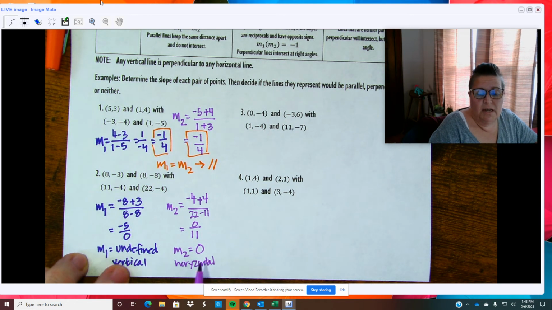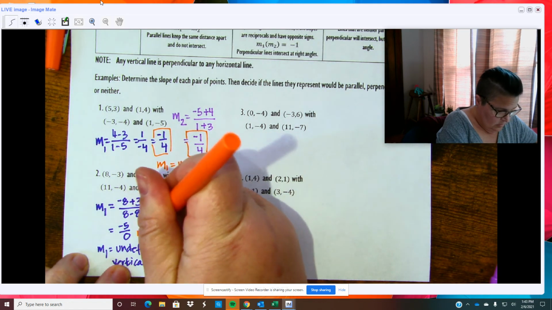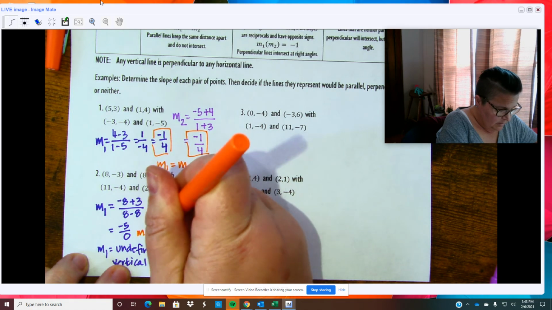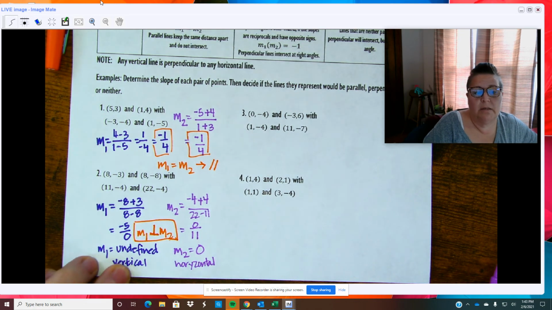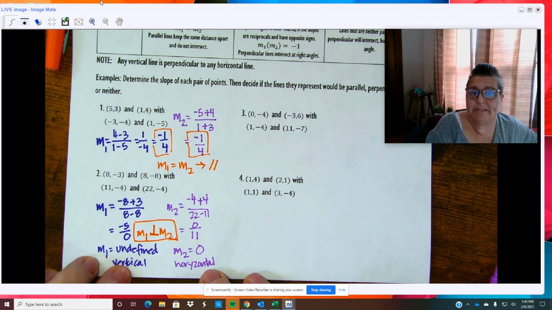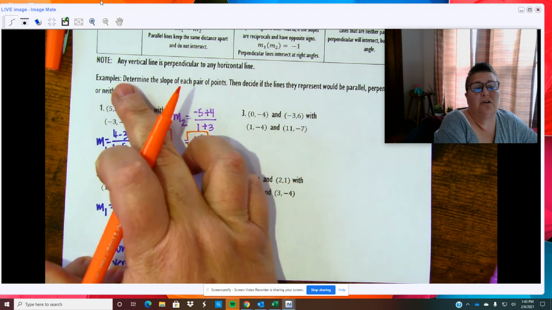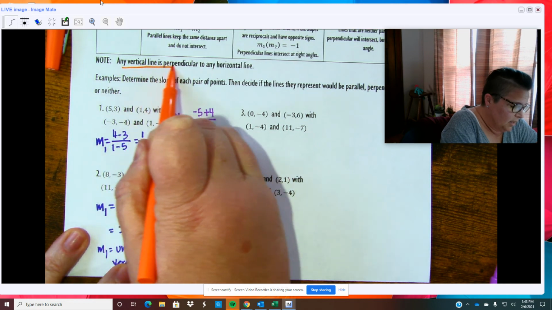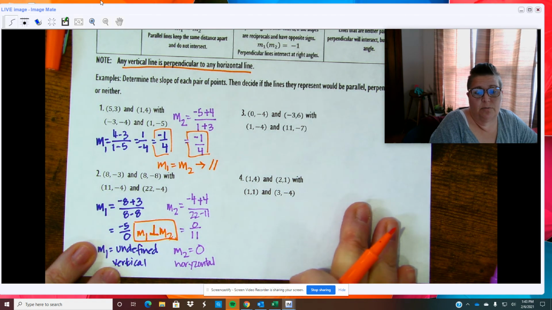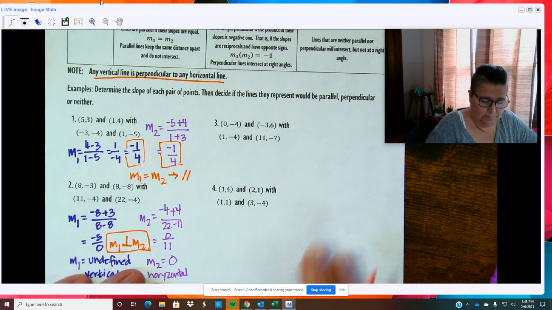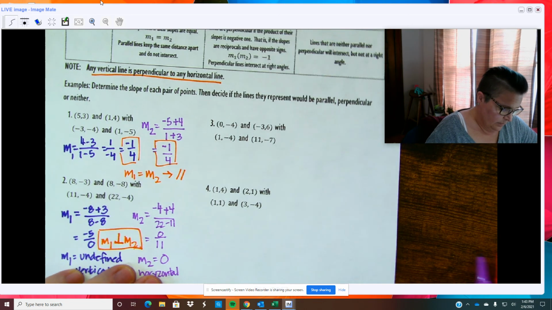Since one is a vertical line and one is a horizontal line, we know that M1 has to be perpendicular to M2. So in the second case, we have a horizontal and a vertical line. While they are not opposite reciprocals, we do have a note here to remind us that any vertical line is perpendicular to any horizontal. Since this is a vertical and this is a horizontal, I do know that these two lines are perpendicular. Right?